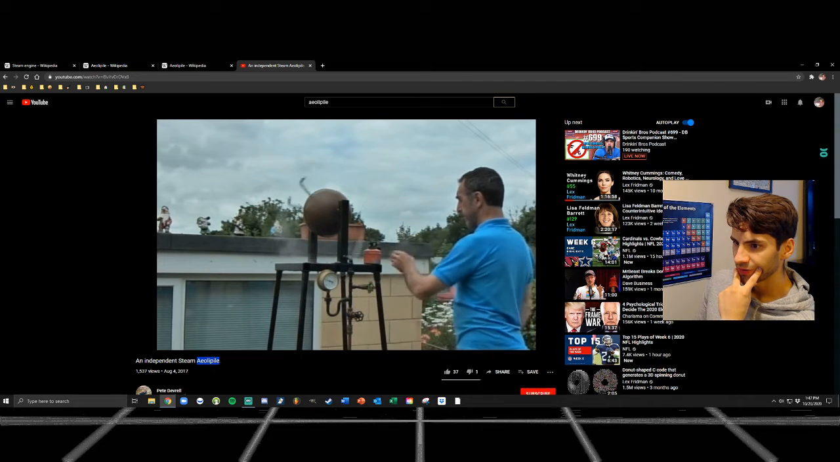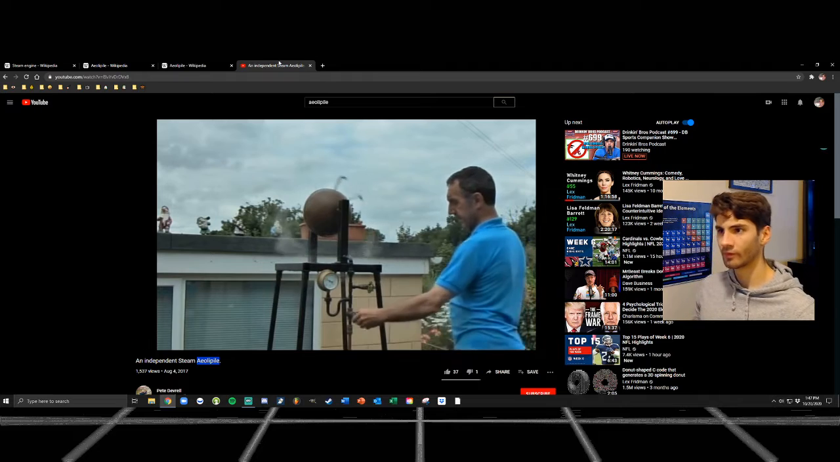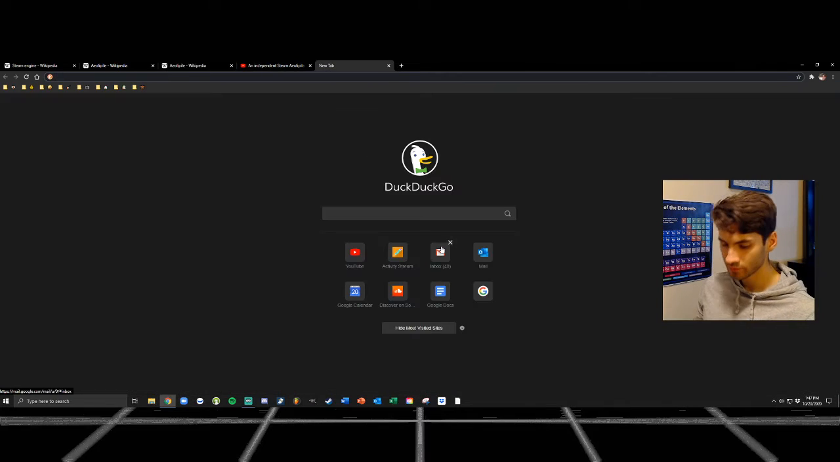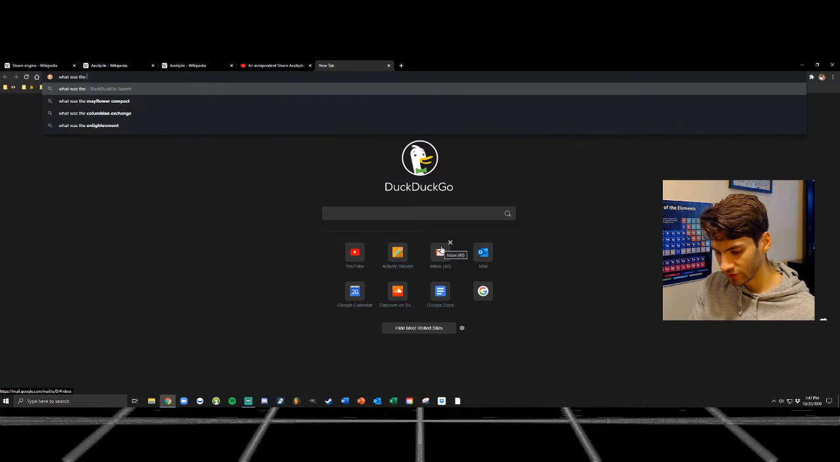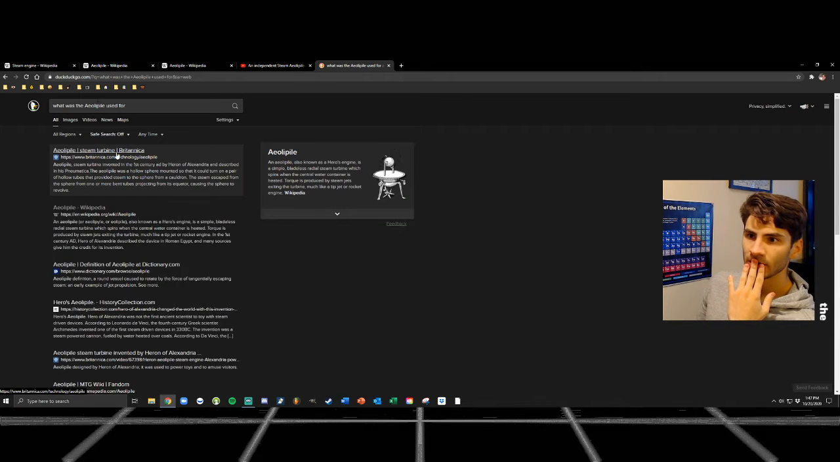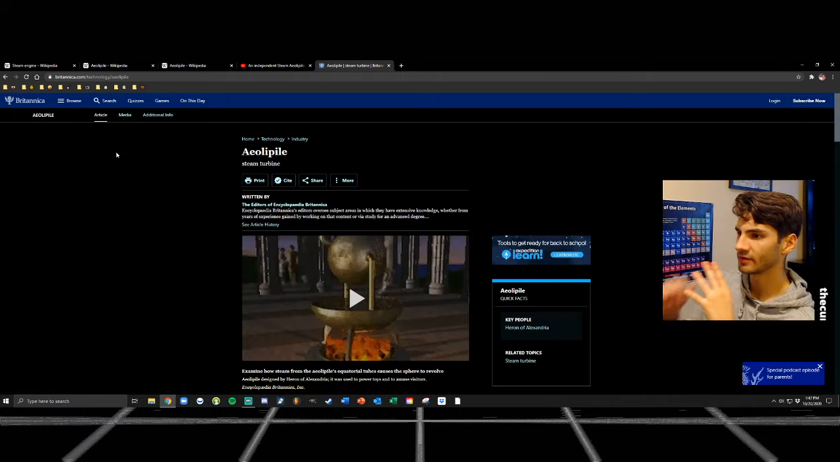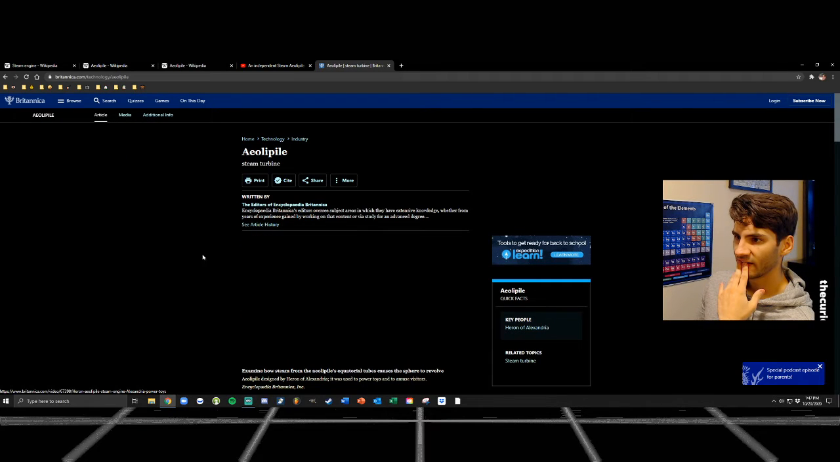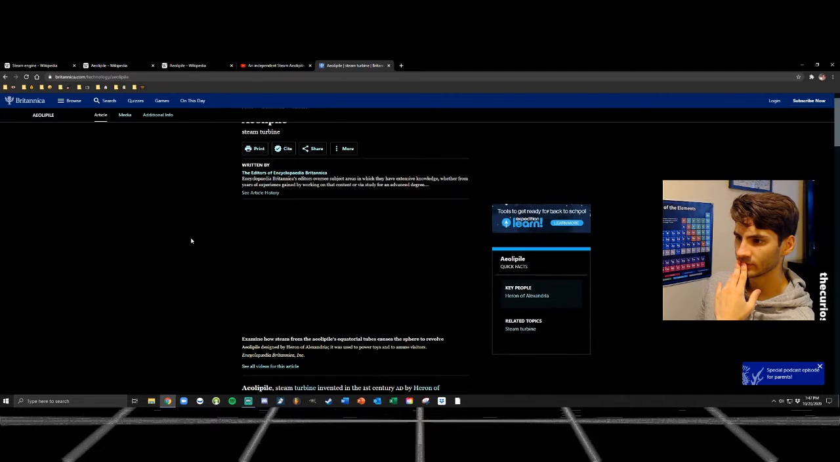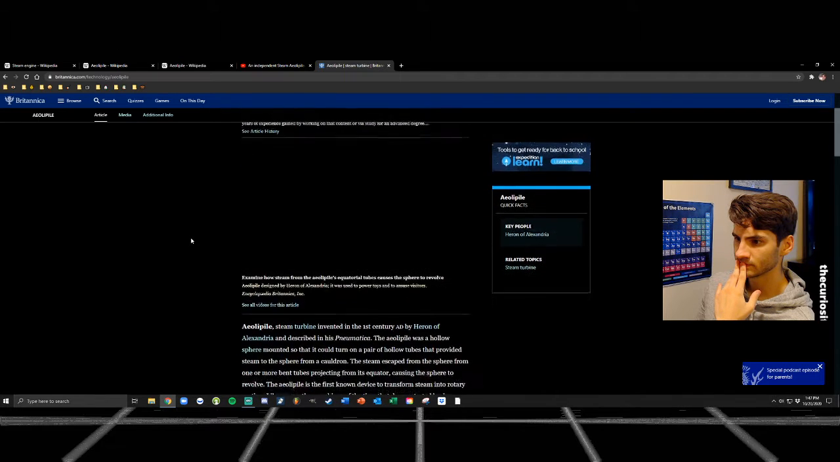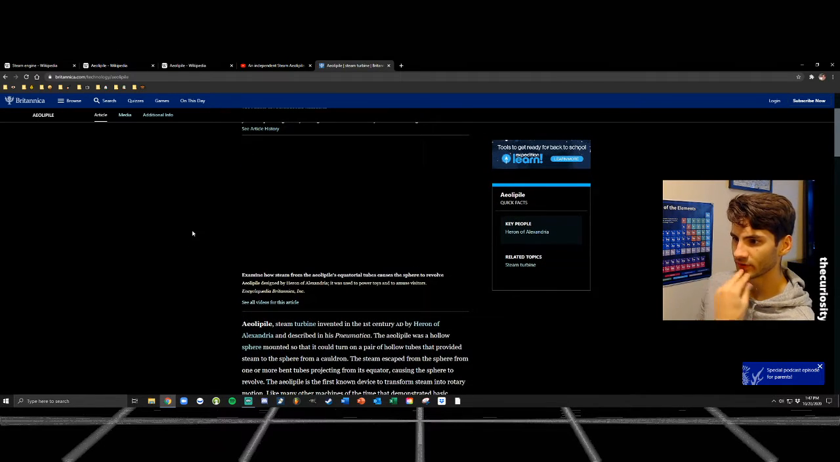Okay, let's check out what these things were used for. What was the aeolipile used for? Aeolipile steam turbine engine. Okay, yeah, because I would love to know the timeline of this. Because okay, they invented it, but what was it used for?